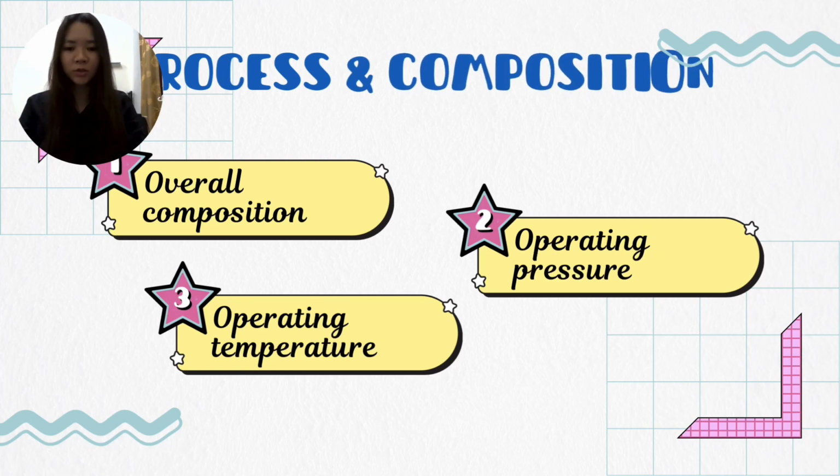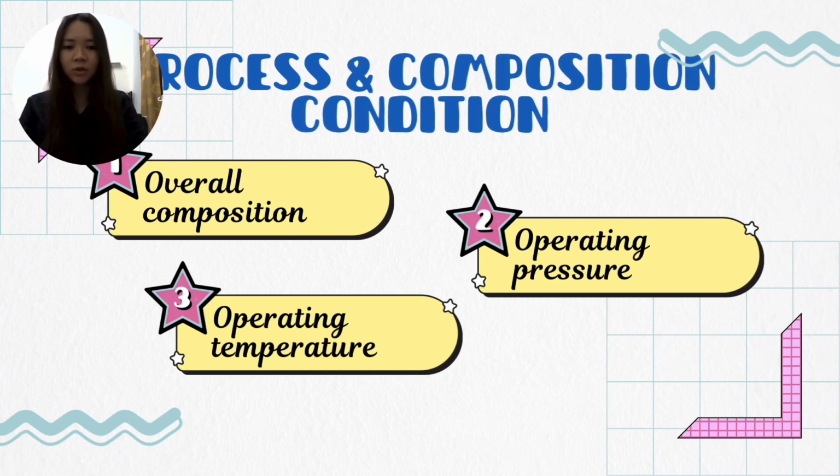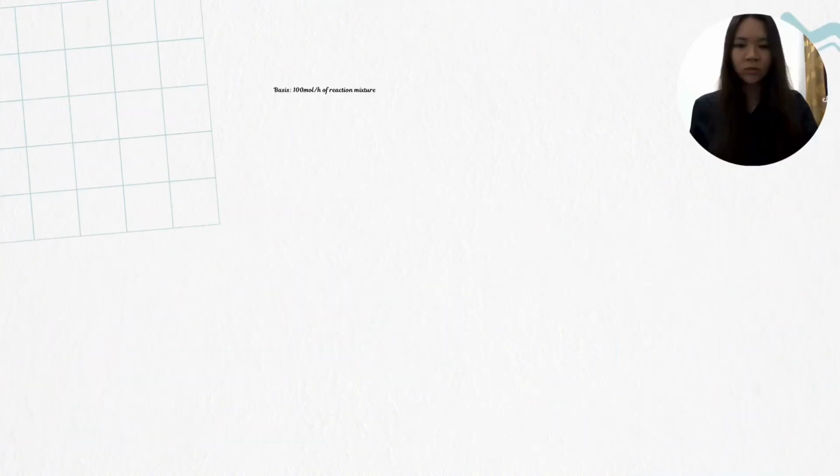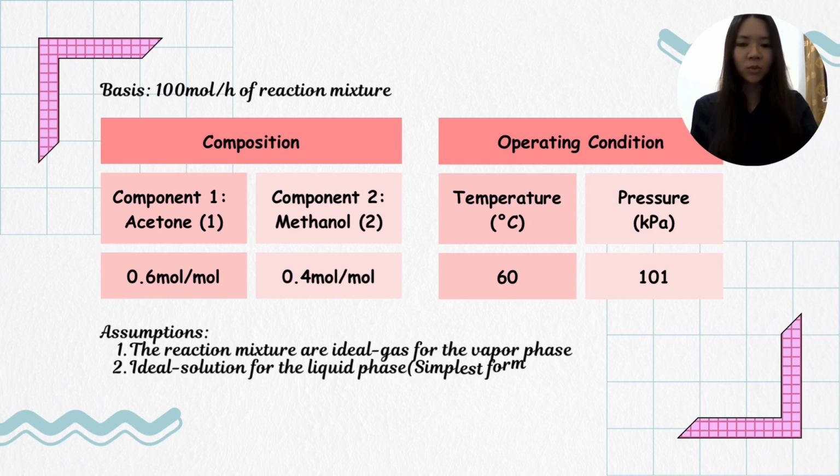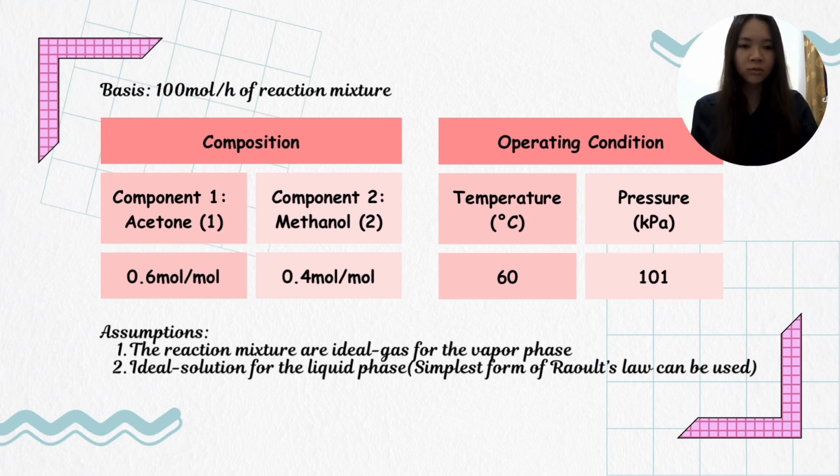Before we do the flash calculation, we need to determine the process and composition conditions, which are the overall composition, operating pressure, and operating temperature. Our basis is 100 mol per hour of reaction mixture. The composition of acetone, which is component 1, is 0.6 mol per mol, while component 2, methanol, is 0.4 mol per mol. The operating temperature is 60 degrees Celsius, while the pressure is 101 kPa. We made a few assumptions: the mixture is an ideal gas for the vapor phase and an ideal solution for the liquid phase, so the simplest form of Raoult's law can be used.